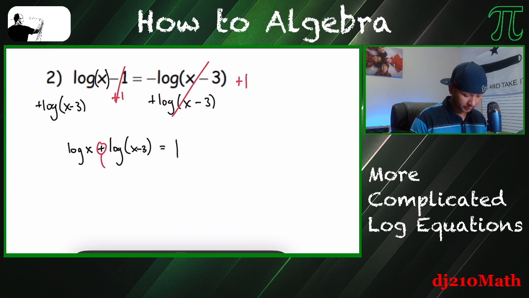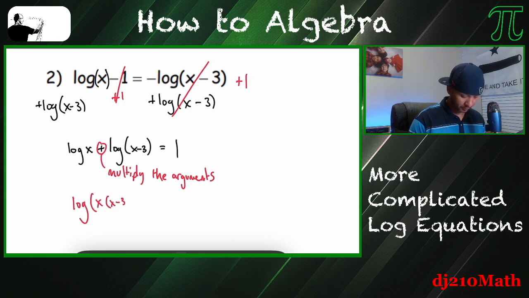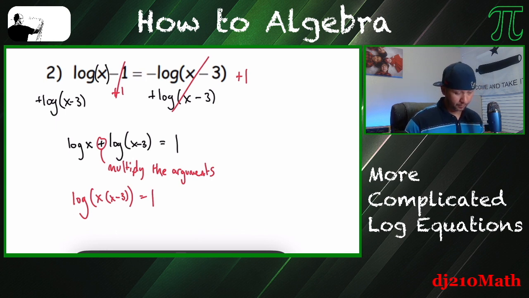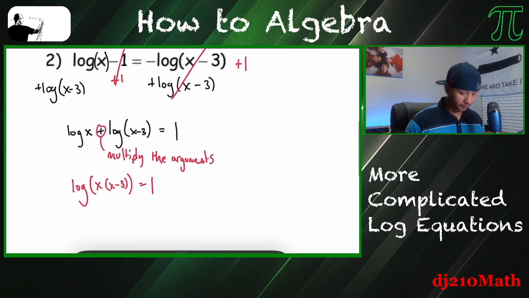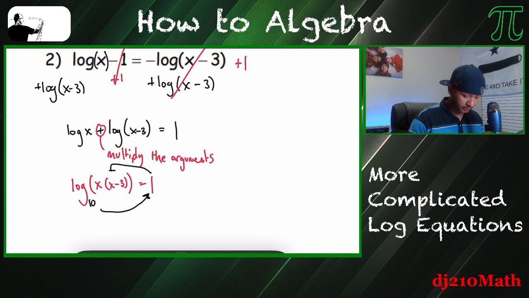So there's addition. So we're going to multiply the arguments. And then we now convert. So when there's no index or base, it's understood that it's 10. So 10 raised to 1 equals whatever this argument is here. So 10 to the power of 1 is just 10.